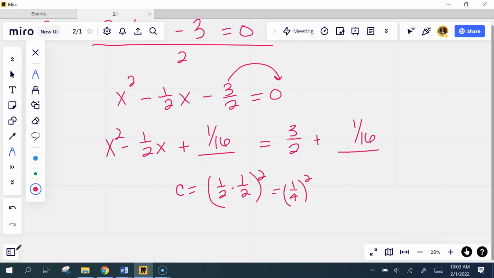Remember, it's b, so it's b over 2. So instead of saying 1/2 over 2, I just said 1/2 times 1/2. You can multiply by the reciprocal of that. That makes it a little easier to work with.